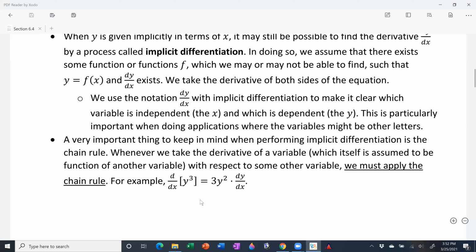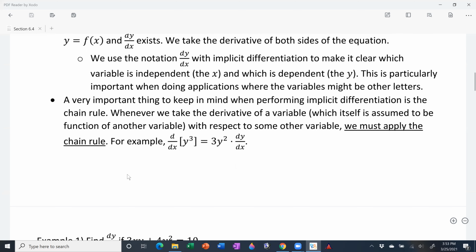Okay, so that's the important thing to keep in mind. When we're taking the derivative of a variable, when we're assuming that variable is a function of x or a function of a different variable, with respect to some other variable, and I know that's getting a little bit messy, but that's because we might have all kinds of different letters involved once we start doing applications, but we must apply the chain rule.